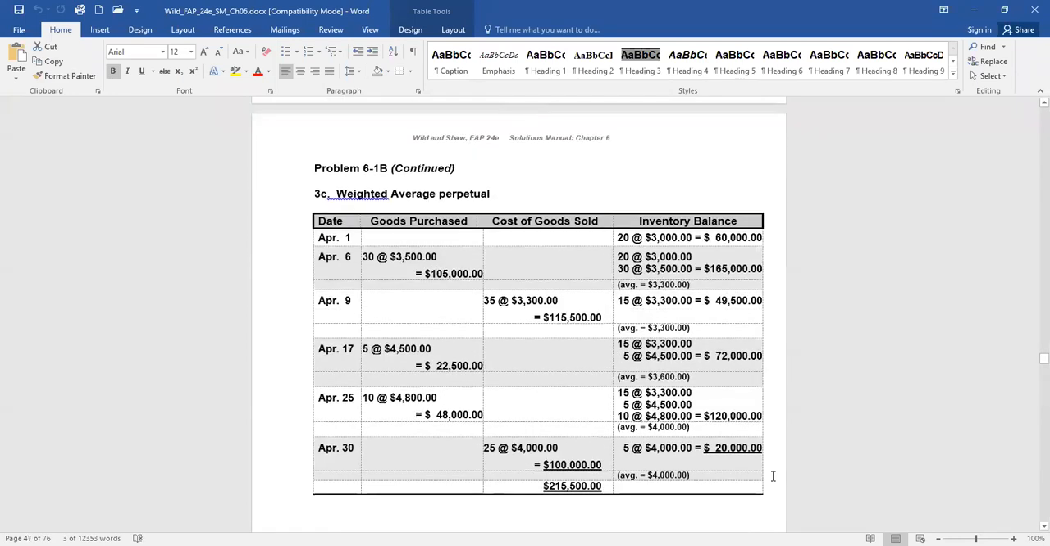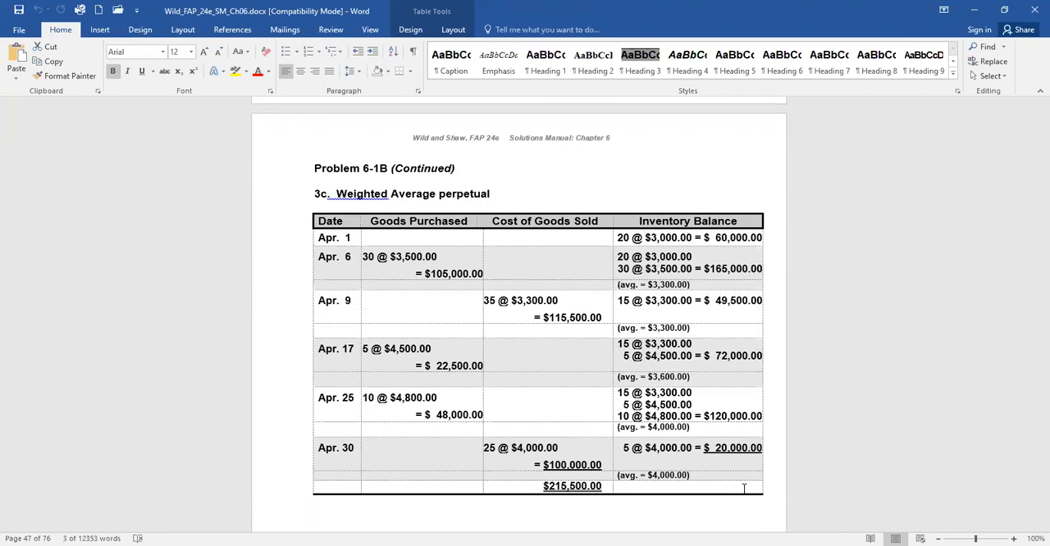Okay, final, or I should say, it's not the final one. Weighted average perpetual. So now we're going to use this inventory method, which is a little different than LIFO and FIFO. Here, remember, we remove inventory at its newest average cost, but we must change the average cost per unit each time we buy more inventory. So let's take a look.